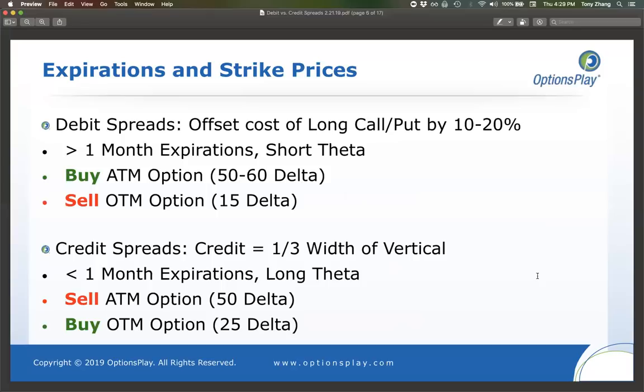So the goal of trading a debit spread is to offset the cost of that long call or put, usually by about 10 to 20%. So if you're used to buying calls and puts, imagine being able to buy them at a discount of about 10 to 20%. That's really what you're going to be able to get by trading debit spreads.